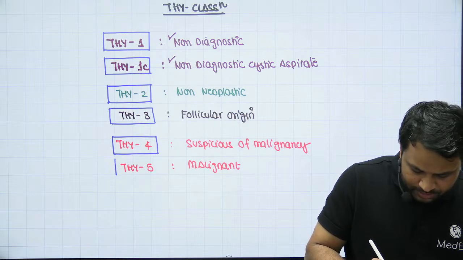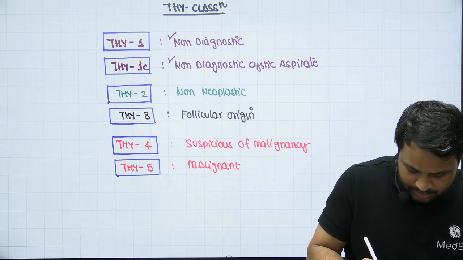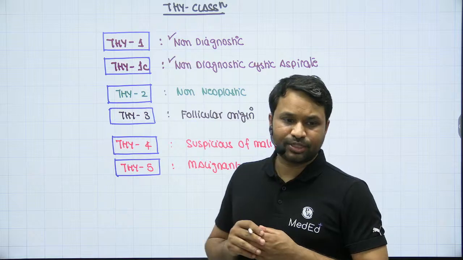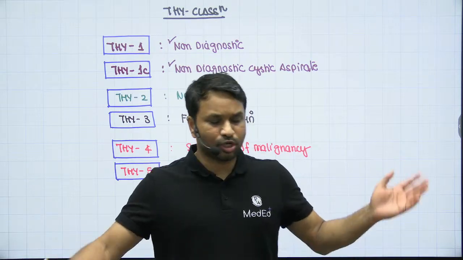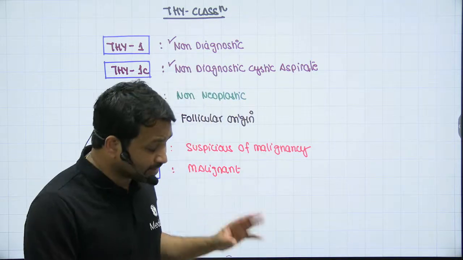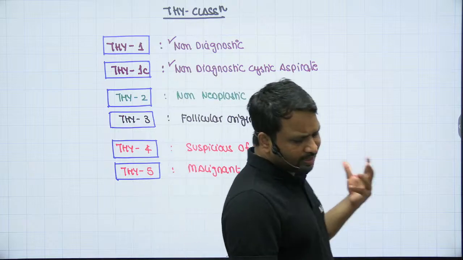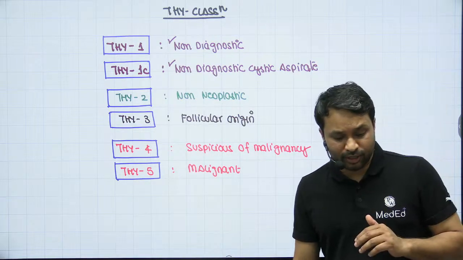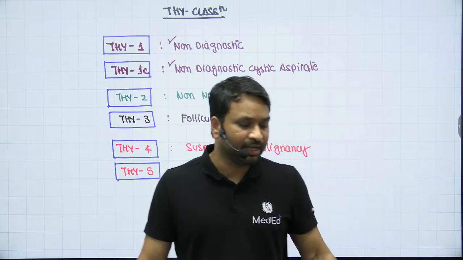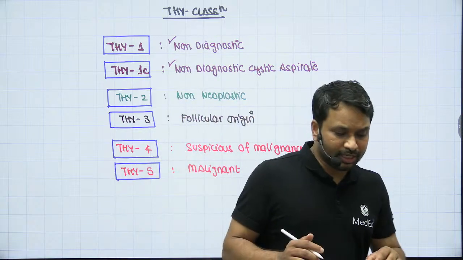It's a biopsy proven malignancy. Right? So these are the categorizations that you have. Thy 1 is non-diagnostic, Thy 1C is non-diagnostic but a cystic aspirate, so it's a cystic swelling. Thy 2 is non-neoplastic. Thy 3 is follicular origin. Thy 4 is suspicious of malignancy. Thy 5 is a malignant lesion.